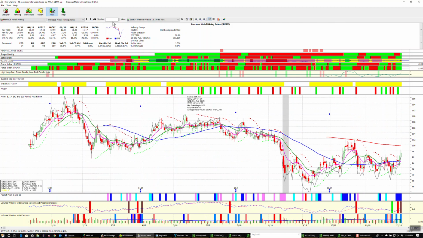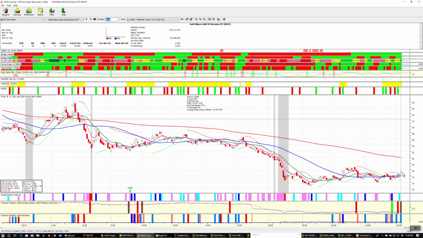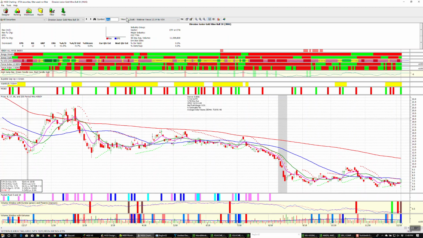Now, you could play this lots of ways. Right now, I'm playing the gold miners with Nugget. And it should look just like gold. We'll see. I'll get it up to 20. And there's JNUG as a 3X junior one to the small side. These things have been garbage for a long time. Maybe it's different this time.